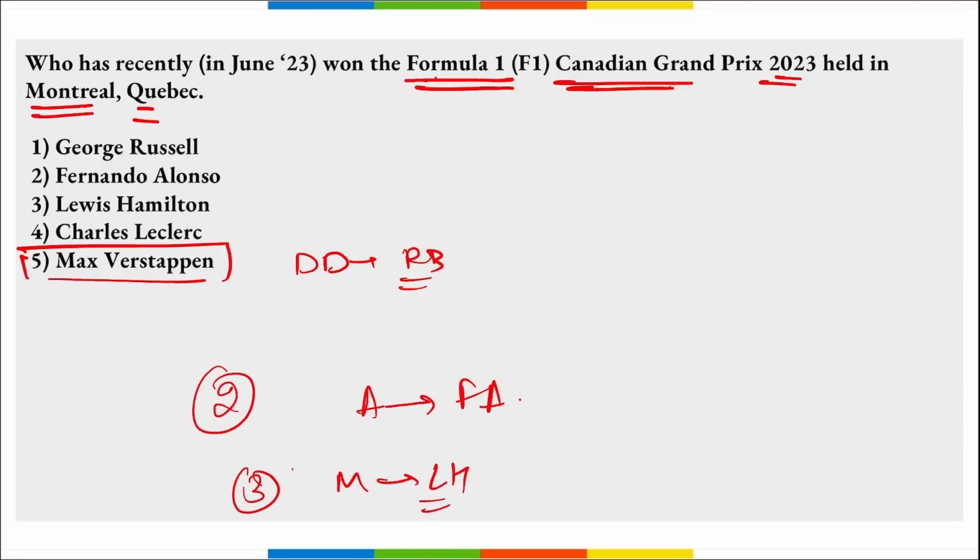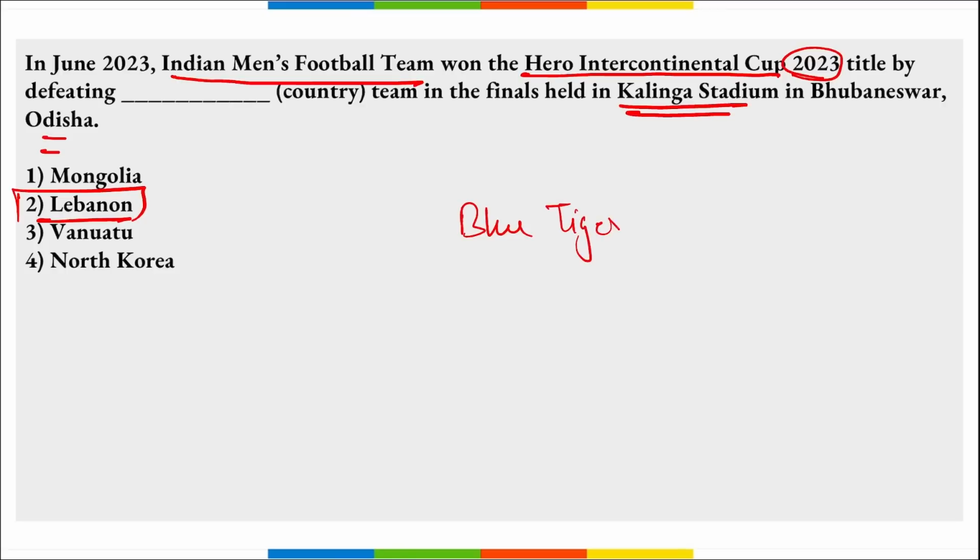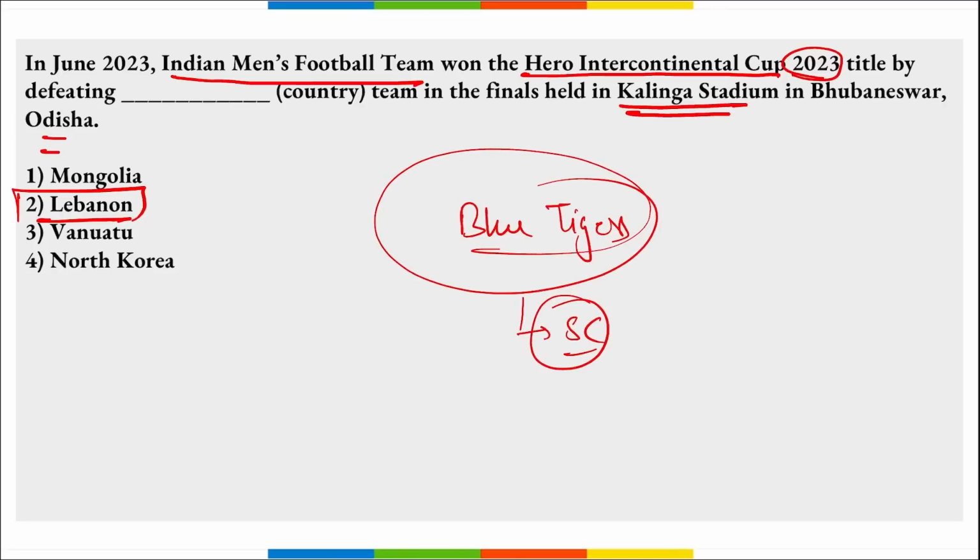पे आते हैं. मूविंग ऑन, इंडियंस मैन फुटबॉल टीम इन्होंने अभी हीरो इंटरकॉन्टिनेंटल कप 2023 को जीत लिया है. किसको हराकर, लेबनान को फाइनल में हरा के इन द कलिंगा स्टेडियम, जो भुवनेश्वर ओडिशा में हुआ था. इंडियंस मैन फुटबॉल टीम को ही हम ब्लू टाइगर्स के नाम से भी जानते हैं. राइट. इनके कैप्टन कौन है, सुनील छेत्री. एंड इन्होंने हीरो इंटरकॉन्टिनेंटल कप को जीत लिया है लेबनान को फाइनल में हरा के.